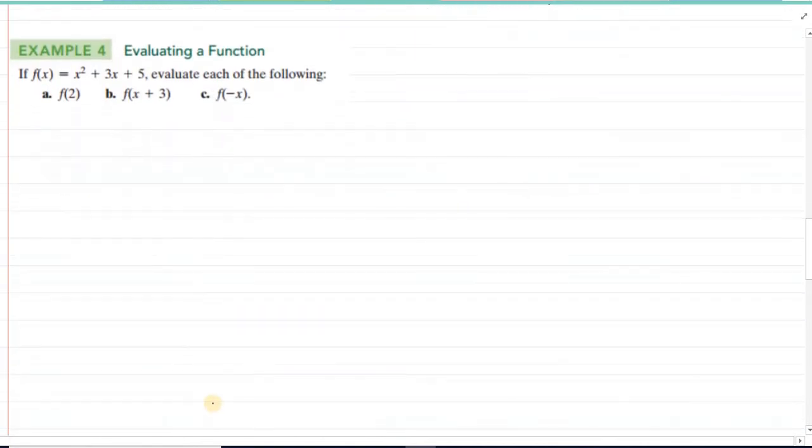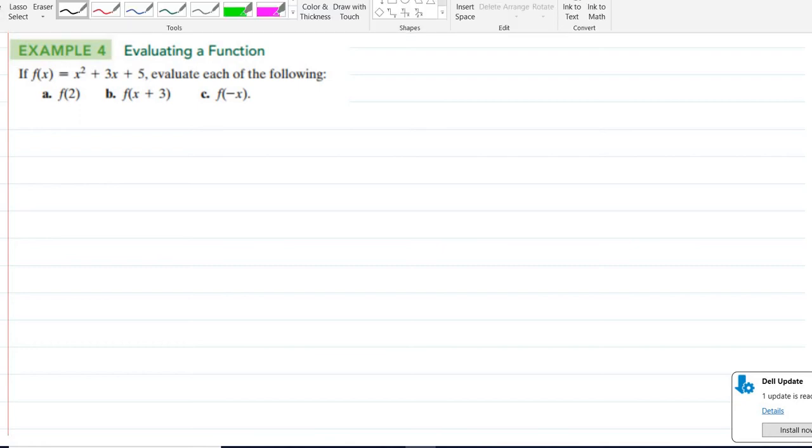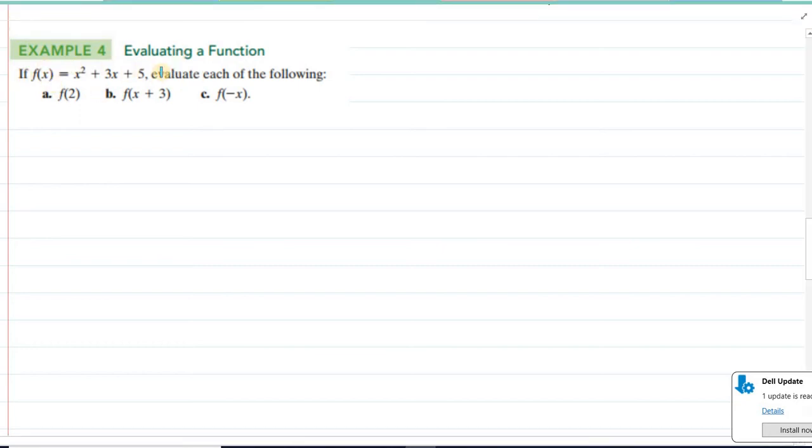Example 4. Evaluate a function. If f of x equals x squared plus 3x plus 5, evaluate each of the following. So I'm telling my students all the time, anytime you hear the word evaluating, this is so important, evaluate means you plug in, because you're going to see this type of question a lot in the future. Let me just write it down.